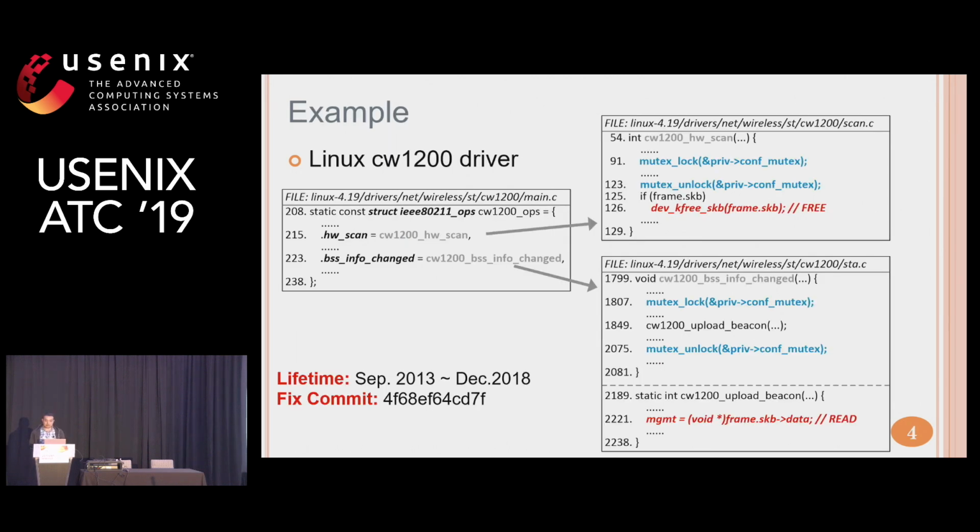Here is an example of a concurrency use-after-free bug in the CW1200 driver. In the driver code, the function CW1200 HW scan can be concurrently executed with the function CW1200 BSS info changed. The two functions respectively have free and read operations. The read operation is protected by a mutex lock, but the free operation is not protected by this lock. Thus, a concurrency use-after-free bug occurs. This bug had been present for over 5 years.